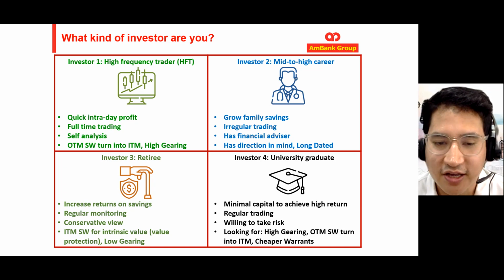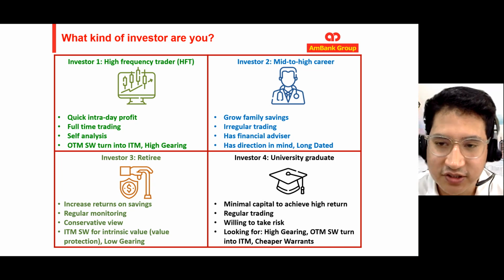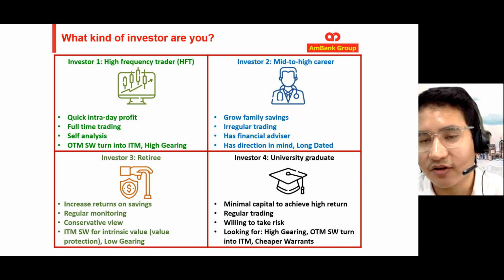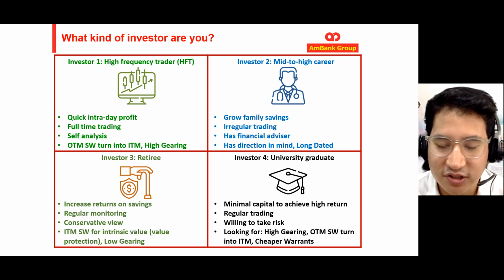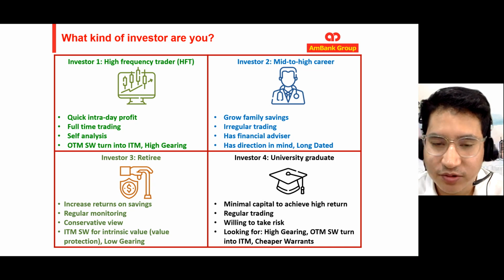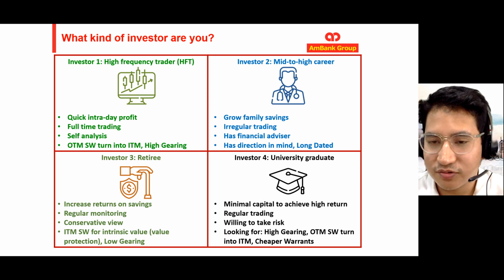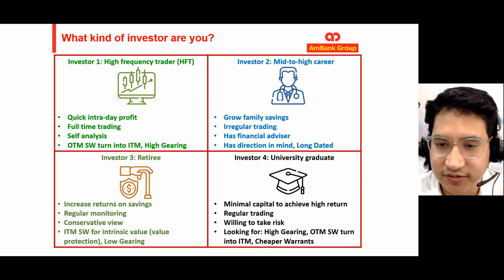So say for example you have an established career already, and you're more concerned with growing family savings, and you don't have time to continuously monitor the market. But then you read certain research reports that you receive from your brokers, and you have a certain direction in mind of a specific underlying. So if that specific underlying you think is very good, and it can go up in the next 2-3 months, you can instead buy structured warrants.